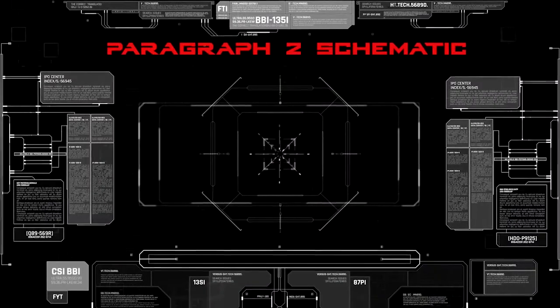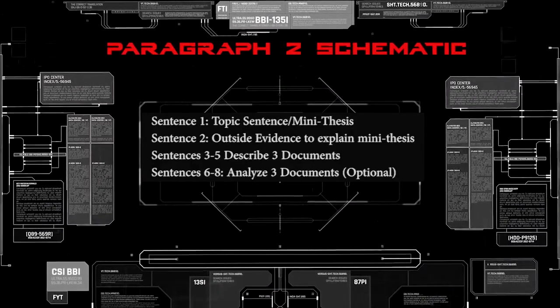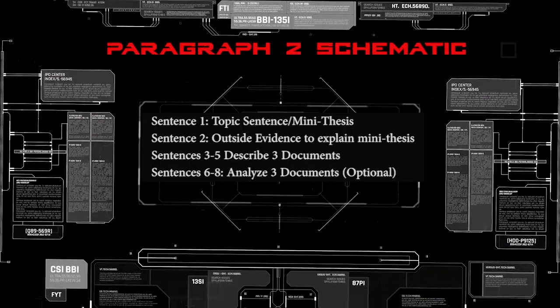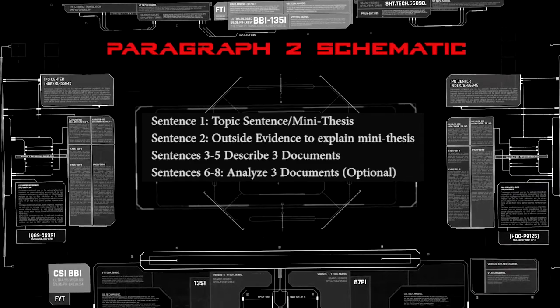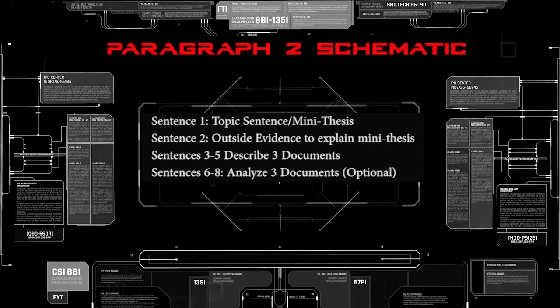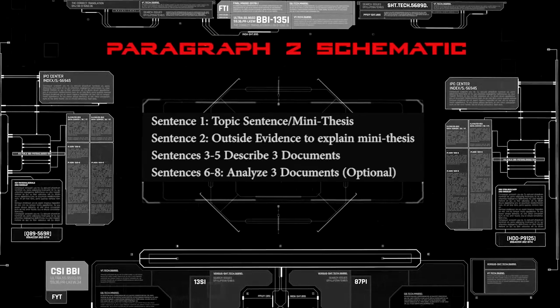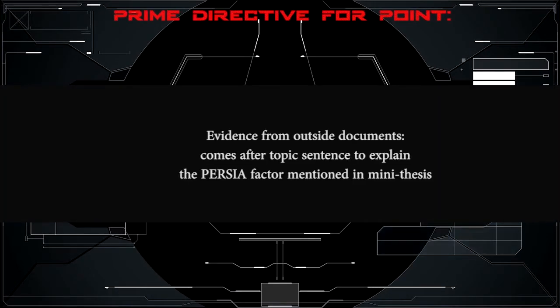So now let's look at our schematic for paragraph 2. The 3 points we will earn from this paragraph are evidence from outside the documents, describing 3 documents, and analyzing 3 documents in that order. So here we are with our body paragraph. We open with a mini thesis. In this case, political factors played the biggest role in impacting the domestic United States. Then we get to evidence from outside the documents.